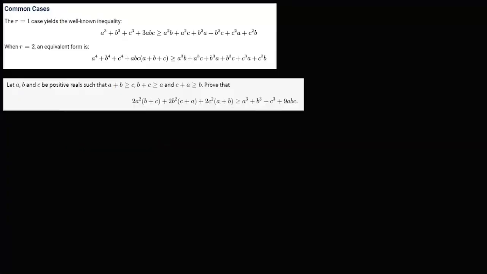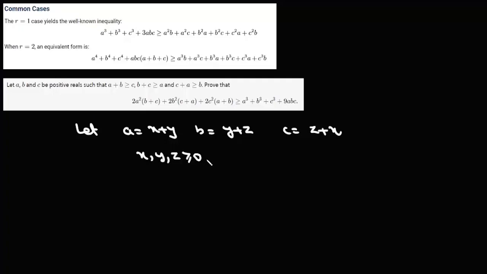Now let us take another example, and here we are given a, b, c are 3 positive real numbers such that a plus b is greater than or equal to c, b plus c is greater than or equal to a, and c plus a is greater than or equal to b. Then we have to prove this result. What we'll do is we'll say let a equals x plus y, b equals y plus z, and c equals z plus x. Then if we take a plus b, it is x plus 2y plus z, it is greater than z plus x. So from here we can write x, y and z are non-negative real numbers.